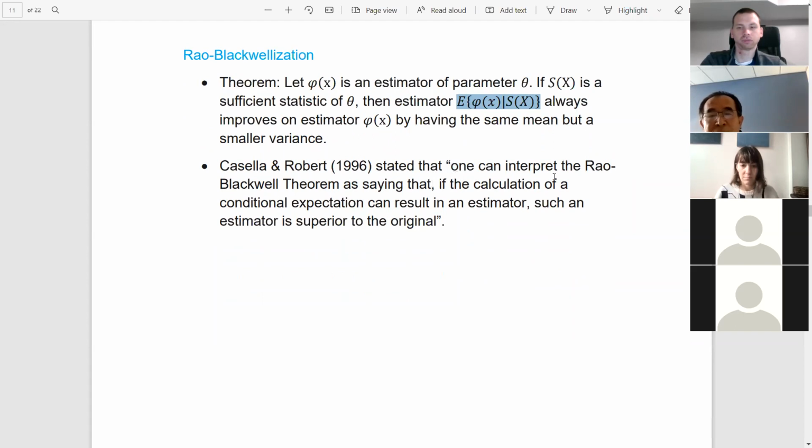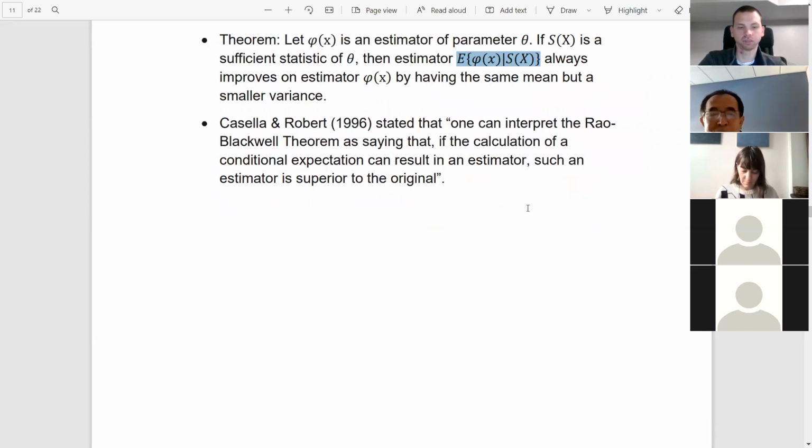They stated that one can interpret the Rao-Blackwell theorem as saying that if you calculate a conditional expectation, so long as it results in an estimate, then such an estimate is always superior to the original. So you are free to average, so long as the product of the average does not depend on the parameter of interest.